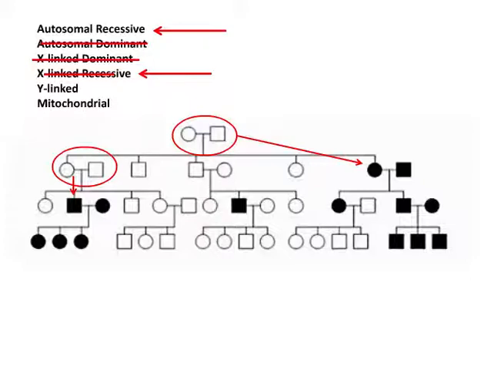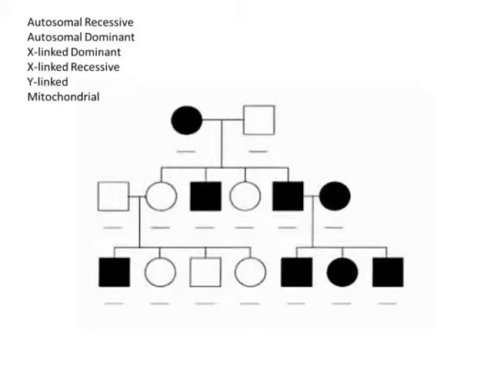We can also rule out Y-linked because females have it, and rule out mitochondrial mode of inheritance because an affected female did not pass it on to all her children. All right, let's do another one.